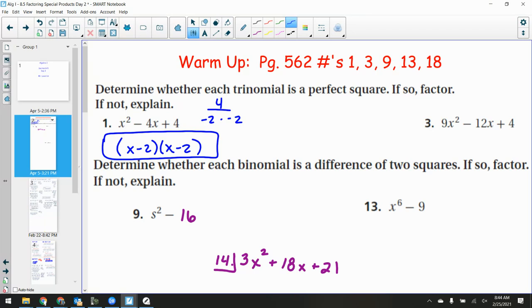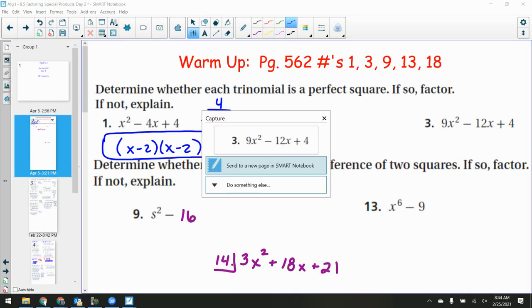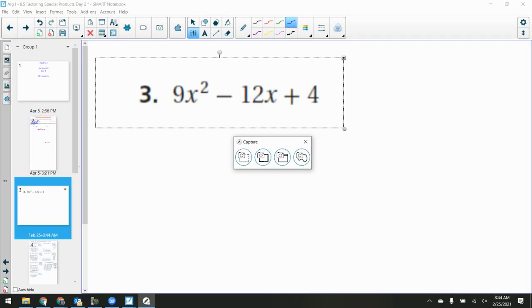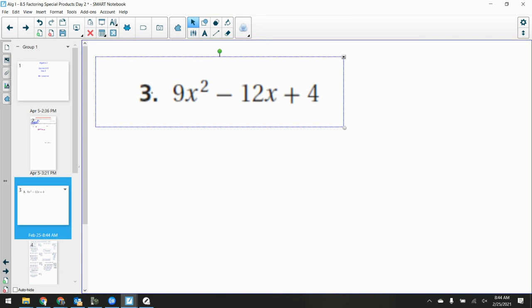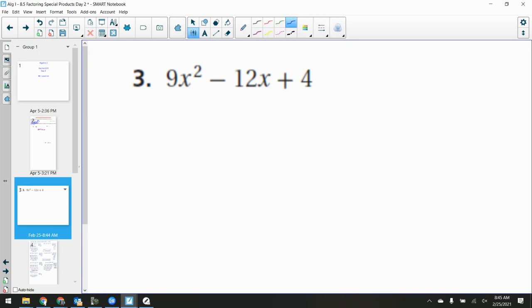All right. So let's take a look at number 3. Now, we've already talked about how that's a hard type problem, and we can differentiate the easy type from the hard type by saying, well, there's a number out front. That's why it's a hard type problem. So 9x squared minus 12x plus 4. I know the 9 sitting out front makes this a hard type. So I take 9 times 4. What do I get? 36.